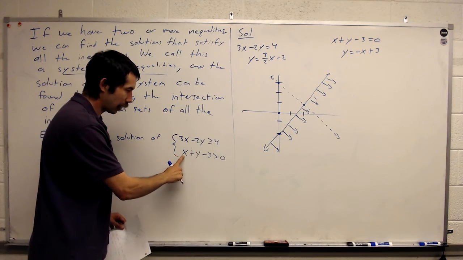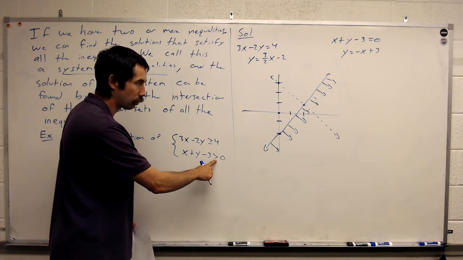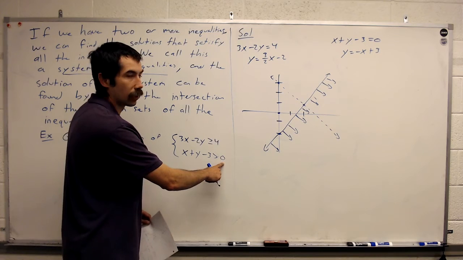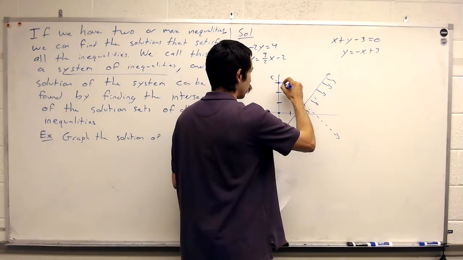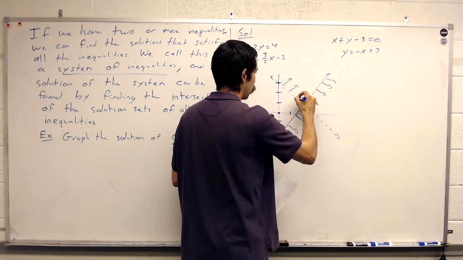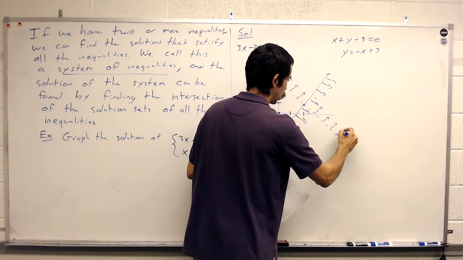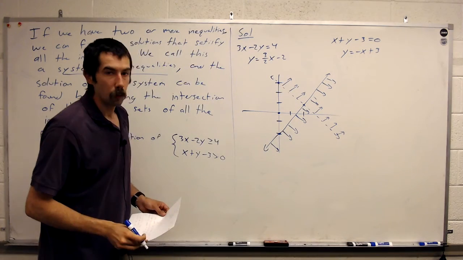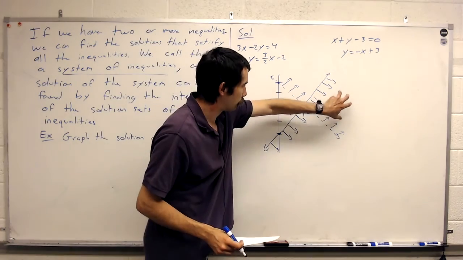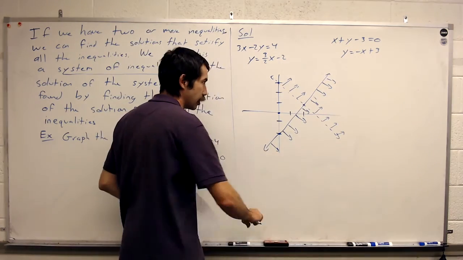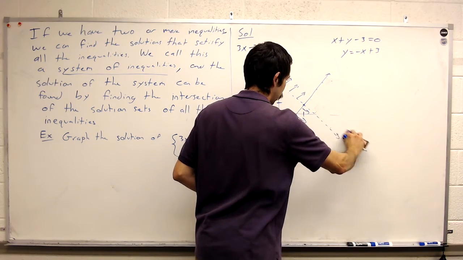And same test point. Is it true that 0 plus 0 minus 3 is greater than 0? The answer is still no. So we're going to be shading away from the origin for the dashed line as well. What region is shaded both times? It's this region here. All right, so our solution is this region.